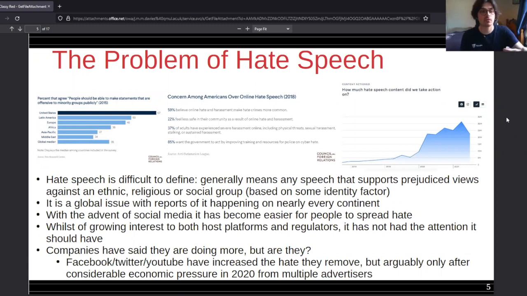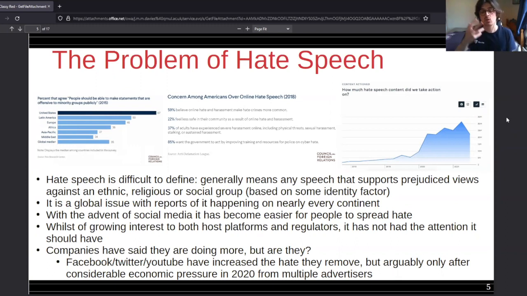If you look at the top left plot here, and you'll find I've got all the references at the end that you can check out as well. This was from the Pew Research Center on behalf of the Council on Foreign Relations. This is a set of percentages of people that agree with a statement: people should be able to make statements that are offensive to minority groups publicly. The highest is the US, 67% of people believe that statement. The global median is 35%. So this obviously isn't great. This is a statement that ideally we wouldn't want anyone to agree with.